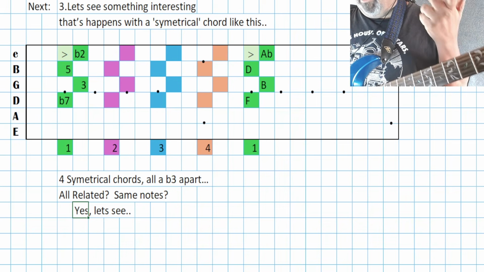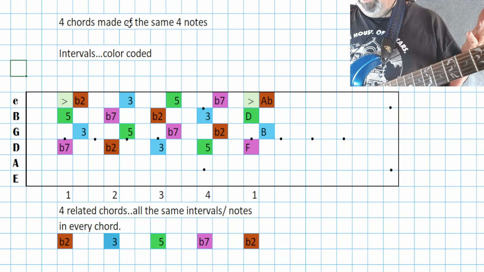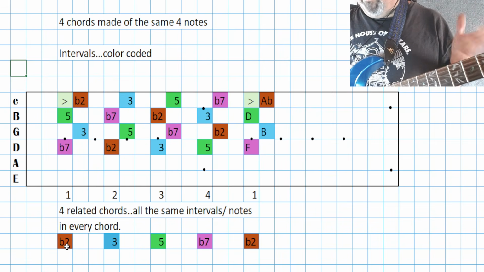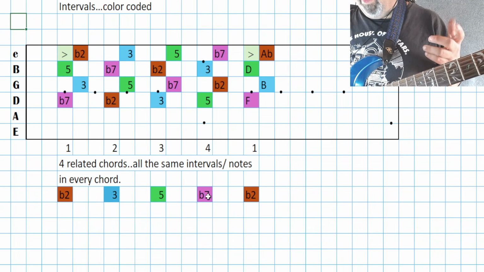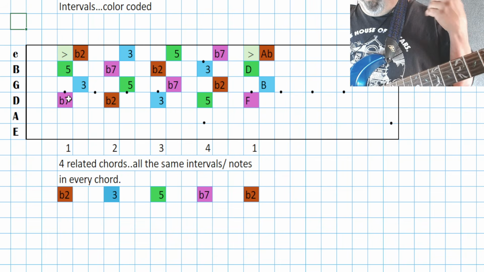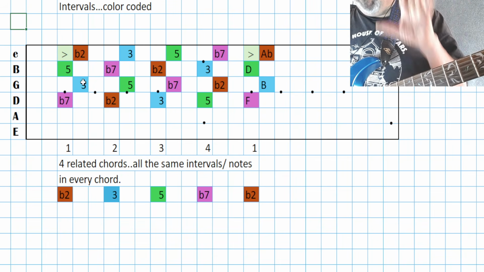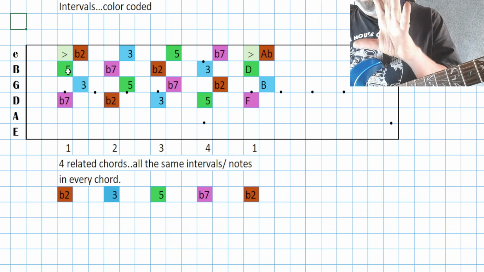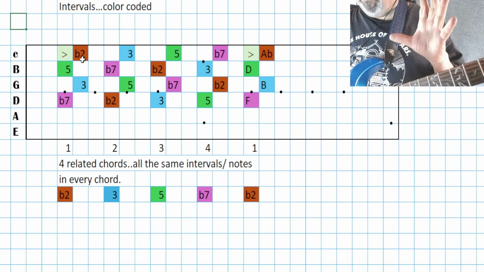Yes, let's see that. So here we have the 4 notes. We have the intervals, and they're color coded. So we have the flat 2, the third, the fifth, the flat 7, and the flat 2. Now, if we were examining the exact nature of this chord, the spelling, or what is this chord and what is it called? We've moved that root, so now it's kind of different.